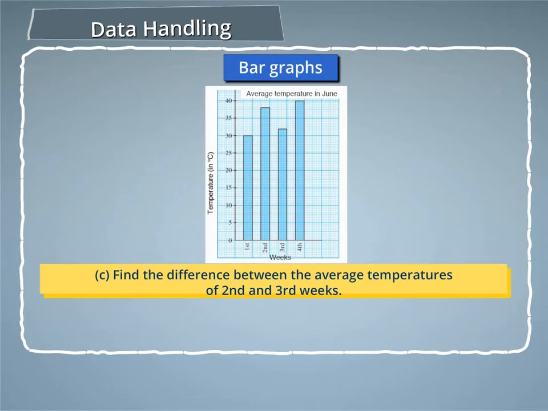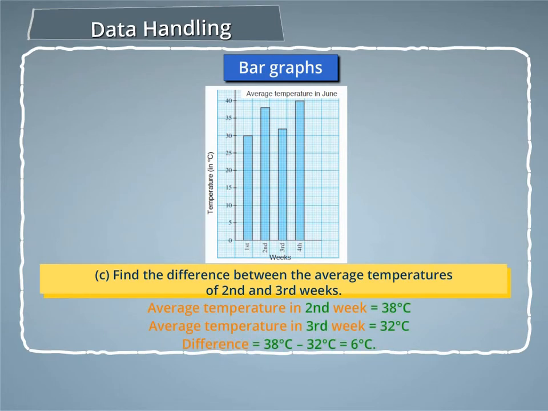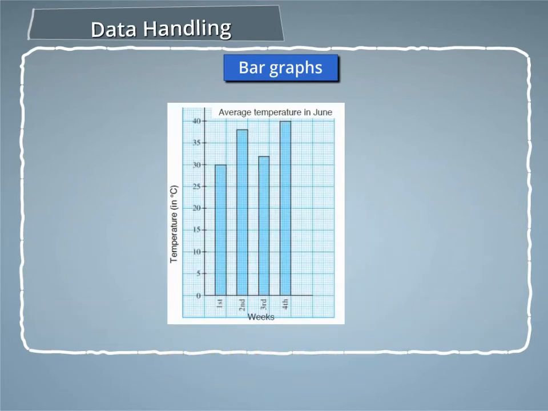Find the difference between the average temperatures of the second and third weeks. The average temperature in the second week is equal to 38 degrees Celsius and the average temperature in the third week is equal to 32 degrees Celsius. So the difference between the average temperatures of the second and third weeks is equal to 38 degrees Celsius minus 32 degrees Celsius, which is equal to 6 degrees Celsius.